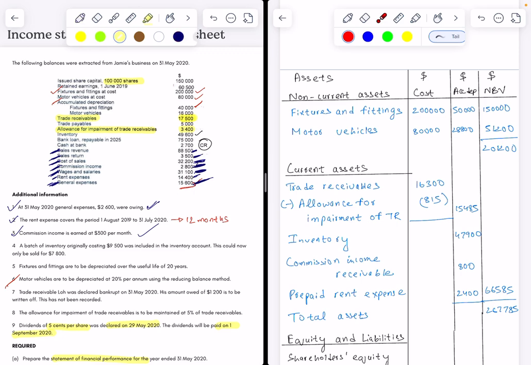And you will see that I'm about to highlight this in yellow. So $200,000 of fixtures and fittings at cost. And then the accumulated depreciation we have included here is $50,000 because originally we had $40K, and then for this financial year ending 31st of May 2020, we had an additional $10,000, which makes it $50,000. So net book value is the difference between the cost and the accumulated depreciation, which is $150,000.